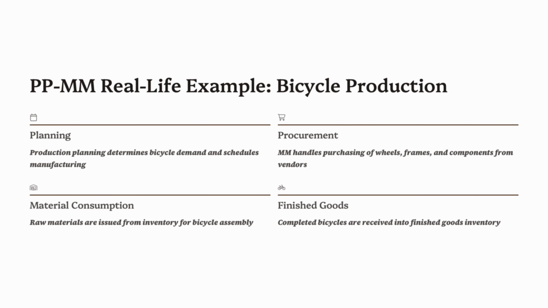When production orders are released, materials are issued from inventory using MM functions and consumed in PP. Finished goods. After production is completed, PP confirms the order. MM records the goods receipt of finished bicycles, adding them to the warehouse inventory.